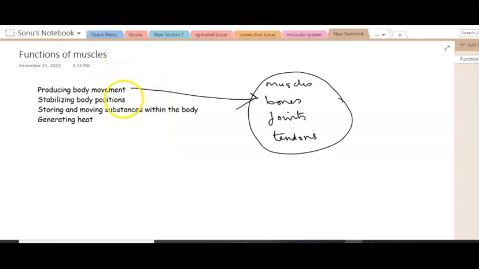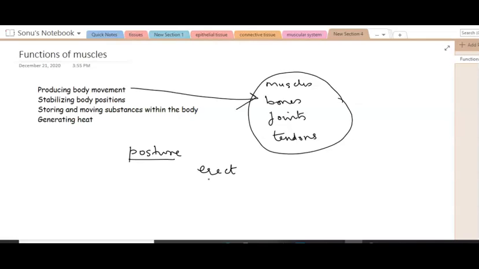Then next is stabilizing the body positions or posture of our body. The posture of the body, how we will say when we sit erect. So erect posture, that is a posture. Then slumped posture or kyphosis, lordosis. These are all different postures of our body. So why this position is happening is that it stabilizes the muscle contraction, stabilizes the joints, and they help maintain the body position such as standing or sitting.